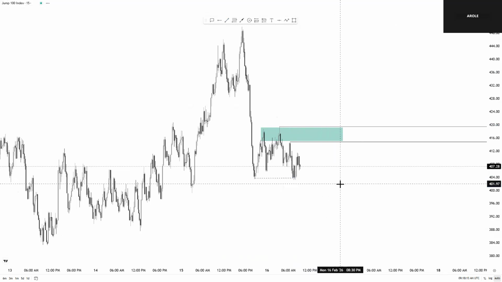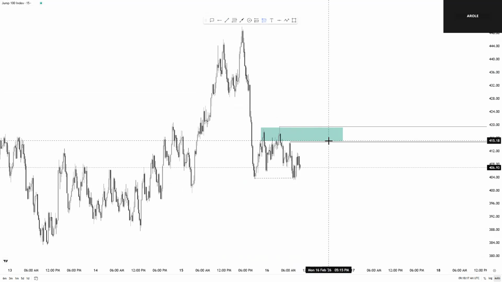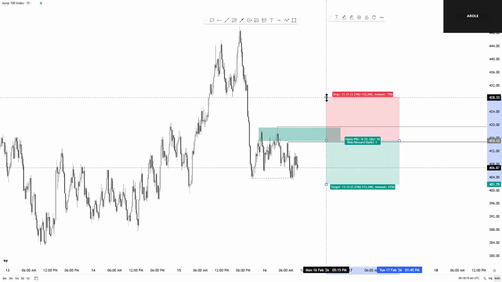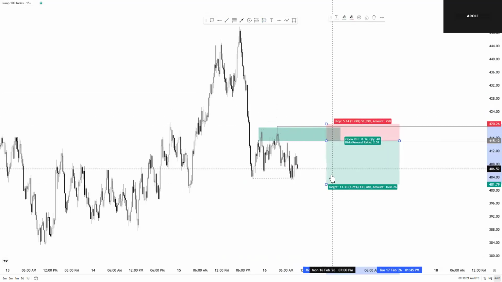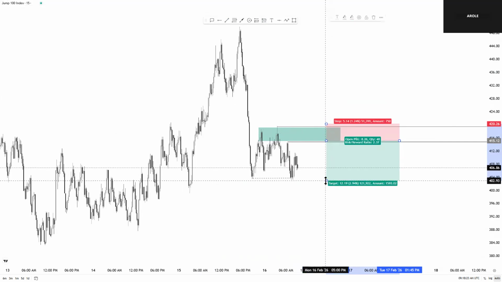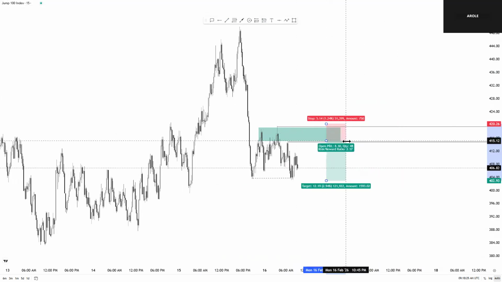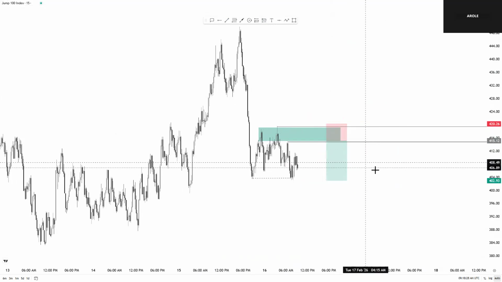This is a low probability setup actually, because I cannot see a valid order block or a valid supply zone around that zone. So this is a very low probability setup. This is just a one ratio. So you can just wait for a very solid confirmation if you want to enter this trade at all.